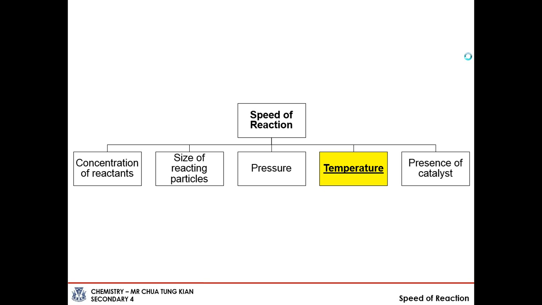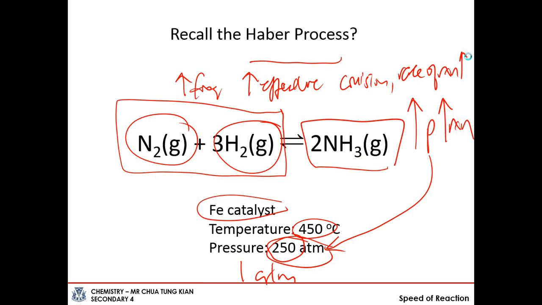The next factor which affects the speed of reaction is temperature. So if you recall the earlier equation, the Haber process, why is the temperature at 450 degrees Celsius? Why?